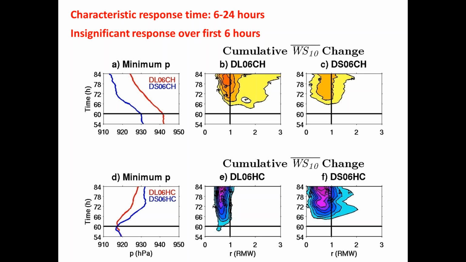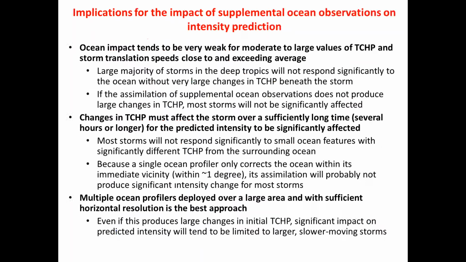So what that suggests is that if a storm moves over a very small ocean feature, unless it nearly stalls over it, if it's only over a feature with warmer or colder ocean conditions for, say, 3 or 4 hours, the model may not have a chance to respond. So we'll have to consider that when we're doing our real analysis work later this year with the HICOM HWRF model.